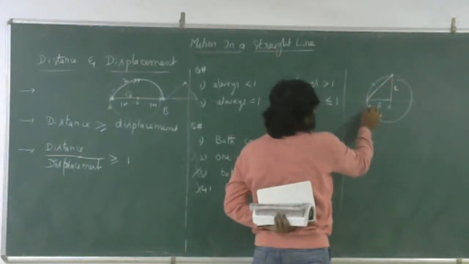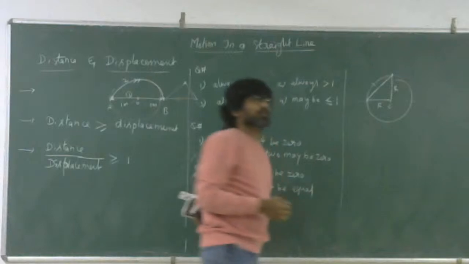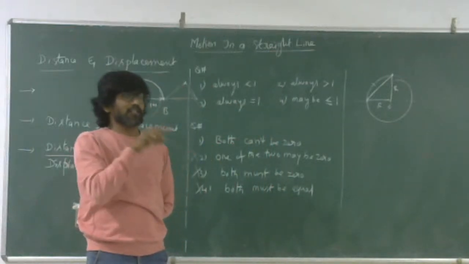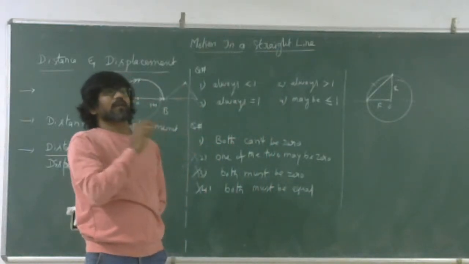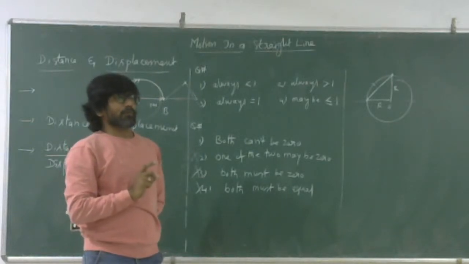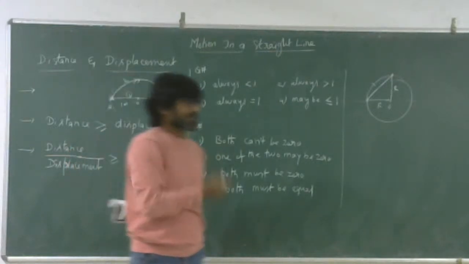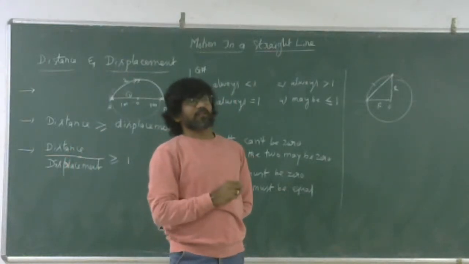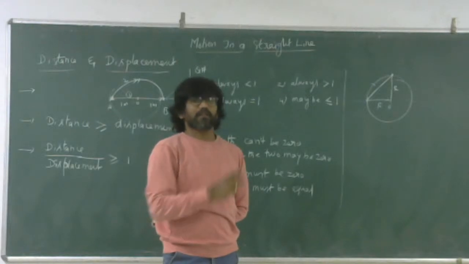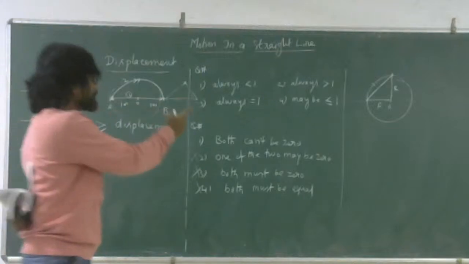Displacement is this one. To understand this, you have to apply the Pythagoras theorem. R and R means displacement should be root 2 R. Sorry, displacement is root 2 R. Distance will be pi r by 2. So you have to be careful about this. So they cannot be 0.